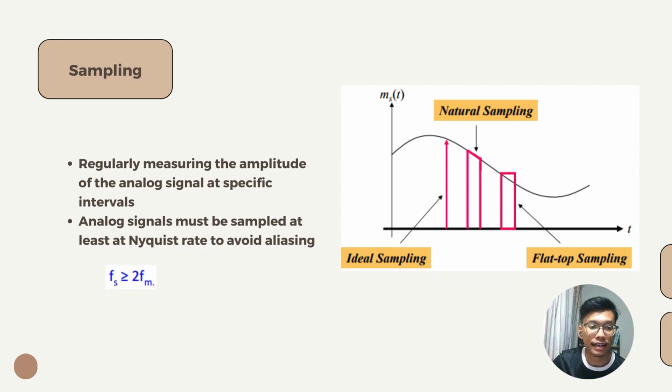For this one, Fs, the sampling frequency, must be greater than or equal to 2 times the modulating frequency, Fm. For the basics of sampling, we have 3 types: natural sampling, ideal sampling, and flat top sampling. The figure shows the 3 types of sampling, and in every sampling method, the pulse amplitude is directly proportional to the amplitude of the information signal.